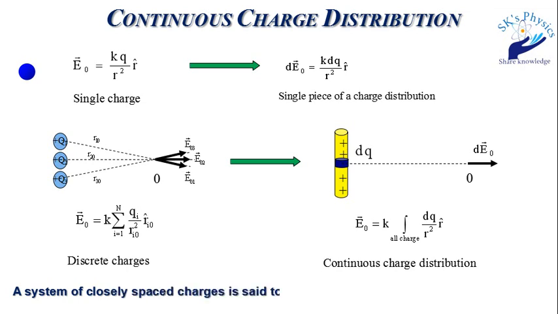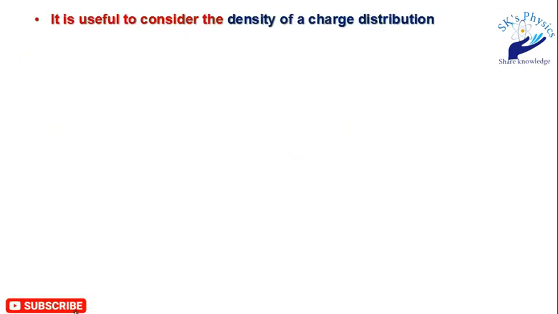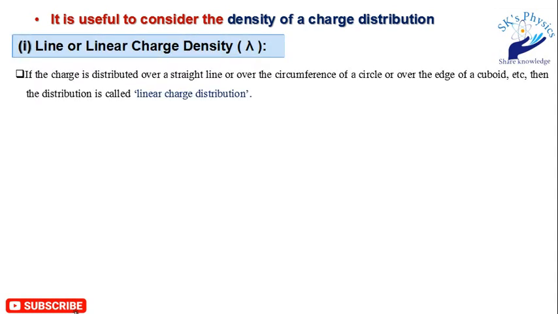A system of closely spaced charges is said to form a continuous charge distribution. It is useful to consider the density of charge distribution. First, line or linear charge distribution, lambda. If the charge is distributed over a straight line, or over a circumference of a circle, or over an edge of a cuboid, etc., then the distribution is called linear charge distribution.